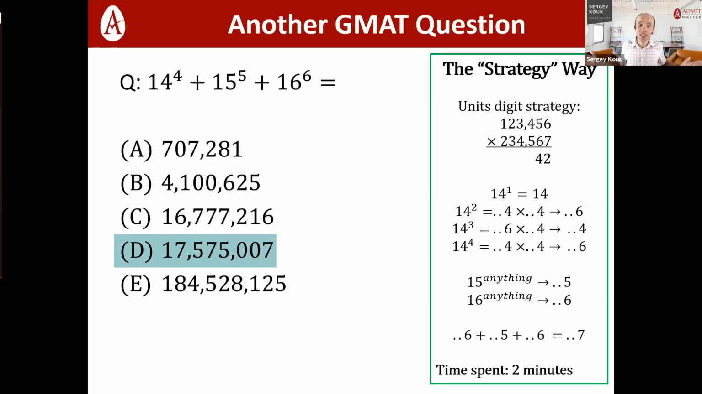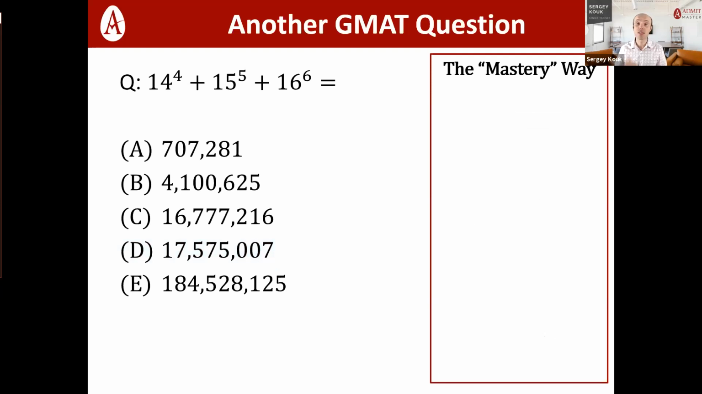But what if you don't have that time? You know, what if you're going through the test and say this is the last question and you only have maybe 30 seconds left? Well, what else can you do? Let's talk about really the very advanced way of doing this question. Let's call it the mastery way. You know, if you like skiing, that's kind of like going on double diamond.